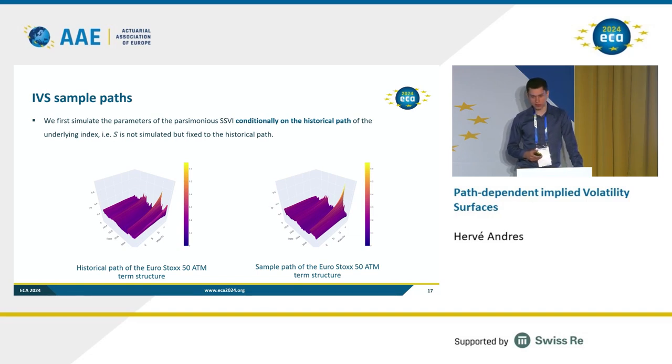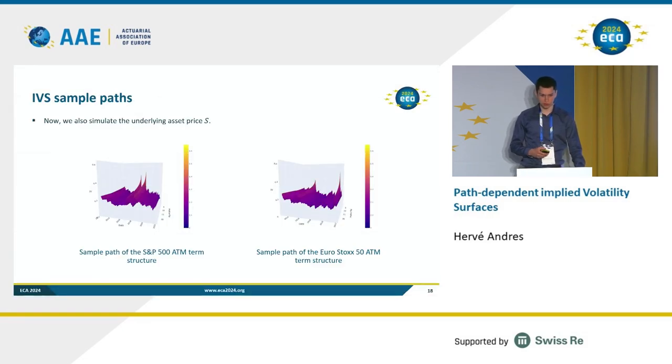And when you do that, and you compare to the historical evolution of the ATM term structure, you obtain something that is very similar, both in terms of level and in terms of dynamics, because the big spike is the COVID. And this is very important to be able to reproduce.